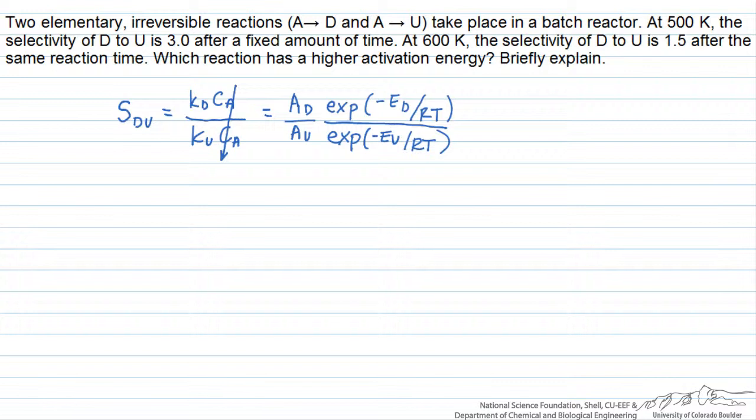And the observation is that the selectivity goes down as temperature goes up. And for that to happen, it means that the denominator has to increase more rapidly with temperature than the numerator increases with temperature. All right, both the numerator and the denominator will increase with temperature, but the temperature sensitivity is determined by the activation energy. And so therefore, the activation energy for the undesired process is greater than the activation energy for the desired process.